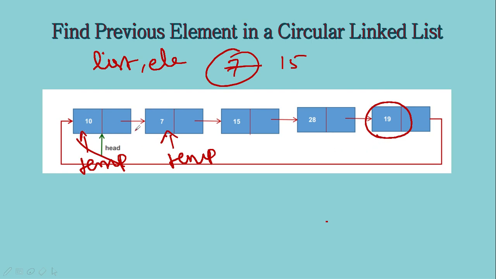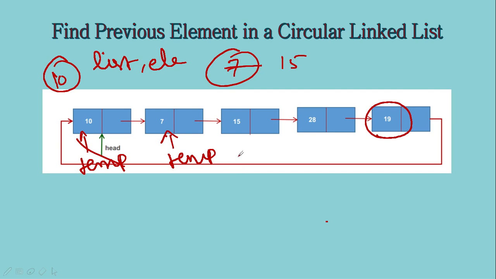And for the first node, for example, if I am asking for 10, 10 doesn't have a previous element, right? So in that case, I'll be traversing the list and then returning -1, because I'm always checking whether the next node's data part is equal to what I'm searching for. So I will never meet 10 in my search. Hope all the cases will be covered.